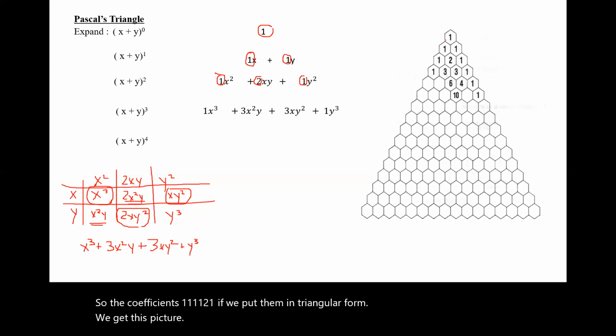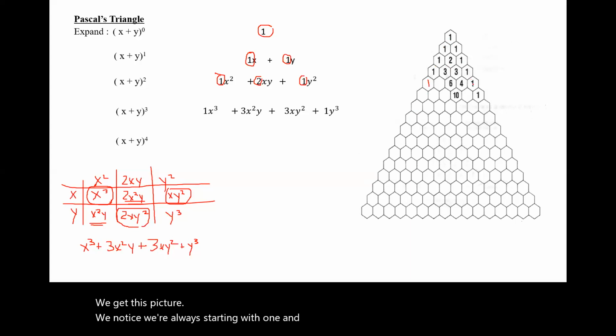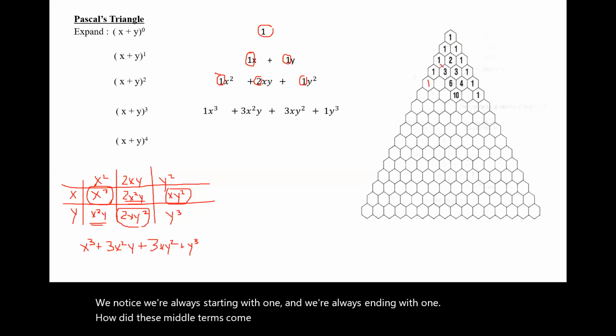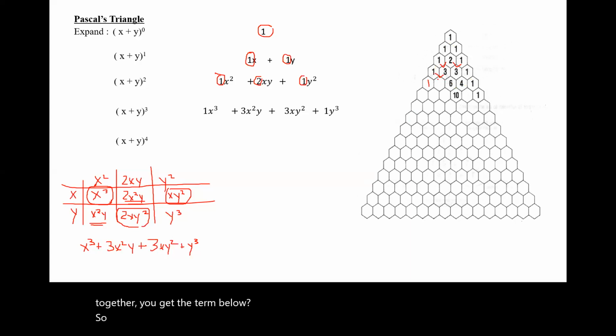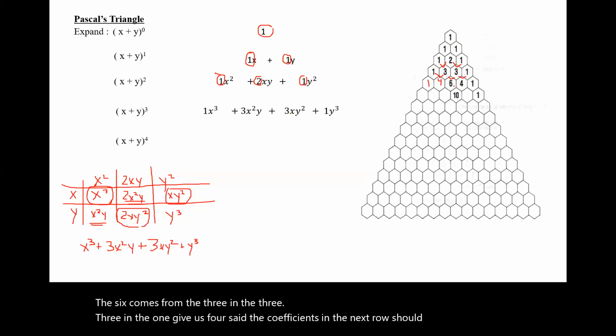We notice we're always starting with 1 and we're always ending with 1. How did these middle terms come about? Have you noticed that when you add those two together, you get the term below? So what's missing in this row? The 6 comes from the 3 and the 3. The 3 and the 1 give us 4. So the coefficients in the next row should be 1, 4, 6, 4, 1.